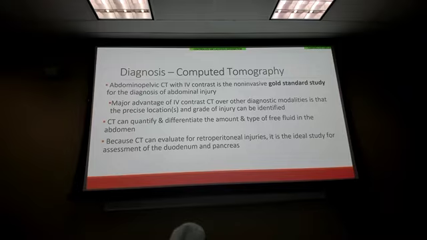But the gold standard, if they're stable, is going to be our CT scan with IV contrast. So we'll do an abdominal pelvic CT with contrast, and it's great at identifying liver lacerations, splenic lacerations, or any other intra-abdominal injury. Once again, it can evaluate the peritoneal structures, but sometimes we may get delayed presentations like duodenal or pancreatic hemorrhage or rupture. Those are ones it may not detect initially, but this is what we're going to use for our gold standard testing.